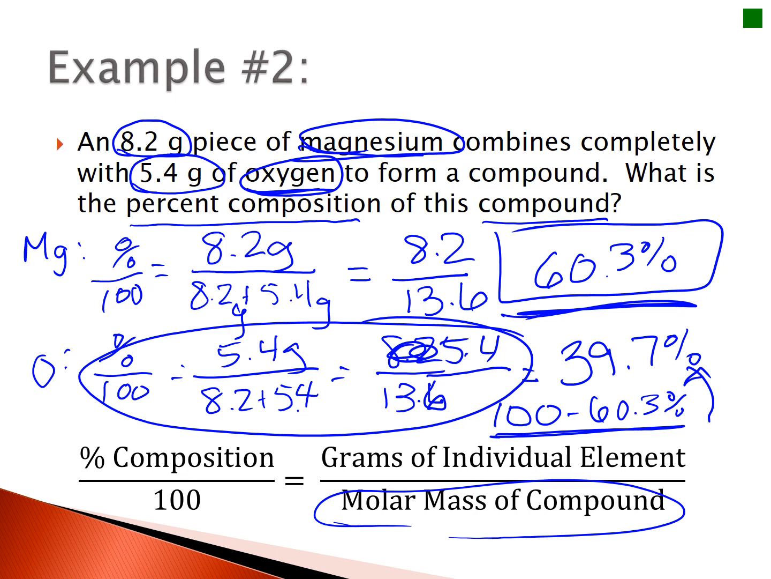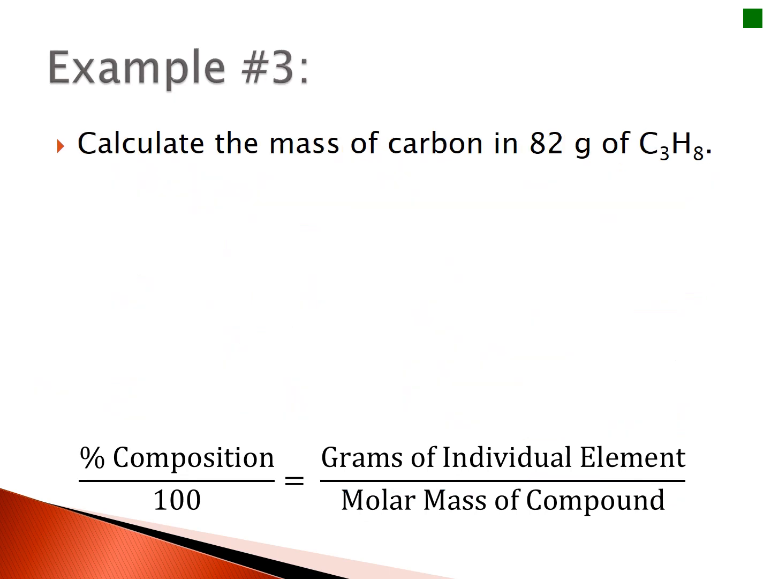Okay, you can choose either for the second element or the last element. So for example, if there was Mg, C, and O, and you already know Mg's and C's percent, then all you have to do is add those up and subtract that from 100 to get your O percent. The hardest one by far and away is this last example.